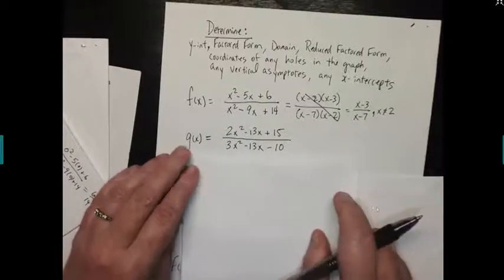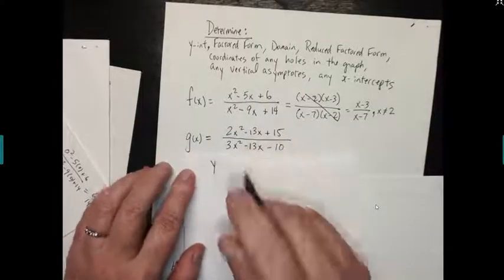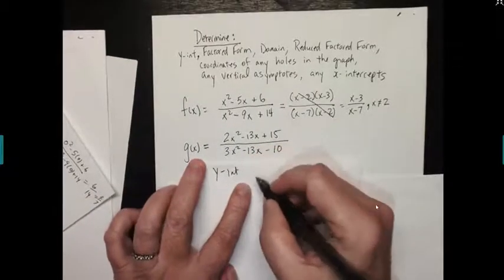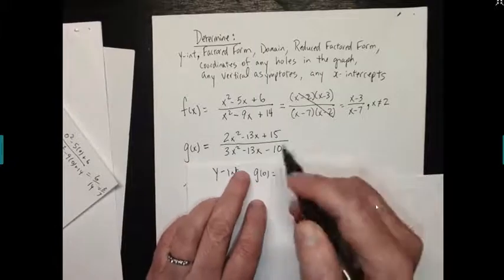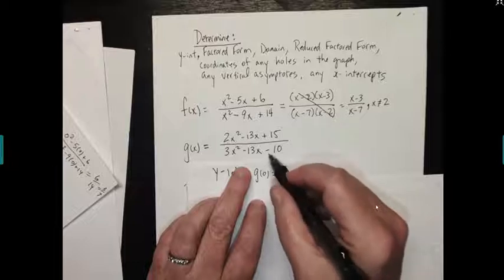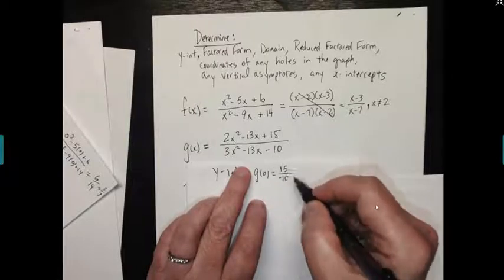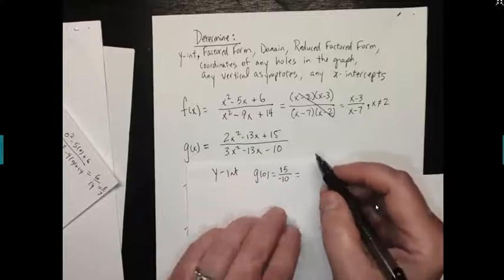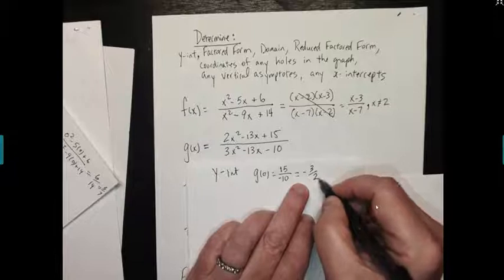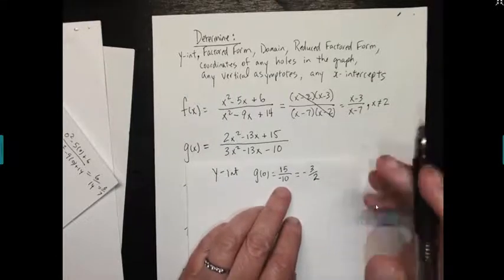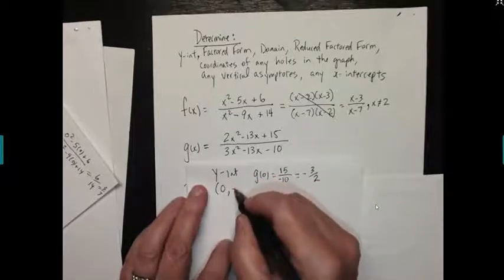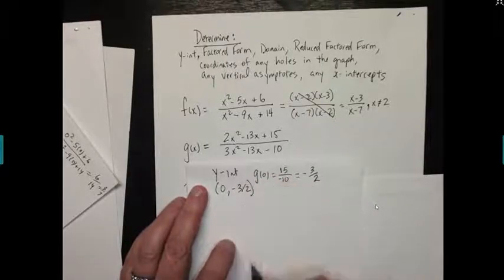Okay, if I'm going to get the y-intercept for G, then I look at G evaluated at 0. So when I replace x with 0, I'm going to be left with 15 in the numerator and negative 10 in the denominator. And that will reduce to negative 3/2, because 15 is 5 times 3, 10 is 5 times 2. So my y-intercept is the point (0, negative 3/2).